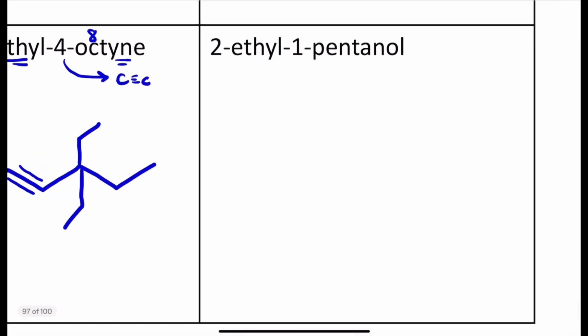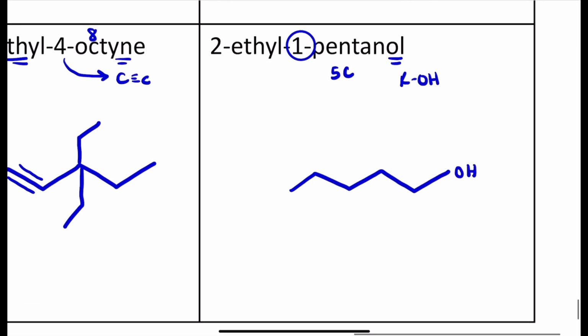2-ethyl 1-pentanol. Alcohol, 5 carbon. This is telling me that that alcohol is terminal, meaning at the end of the chain. 3, 4, 5, OH. So this is carbon 1 over here, which means 2-ethyl here. That looks funny.